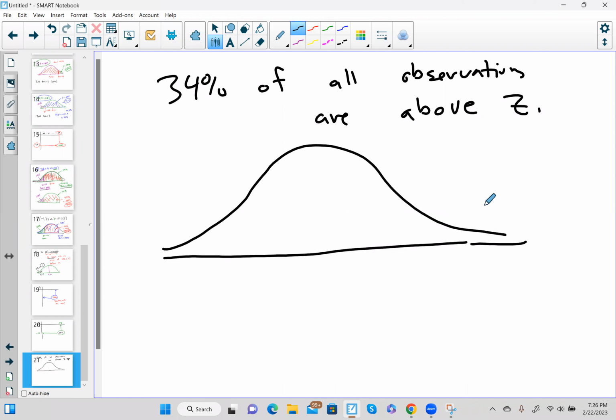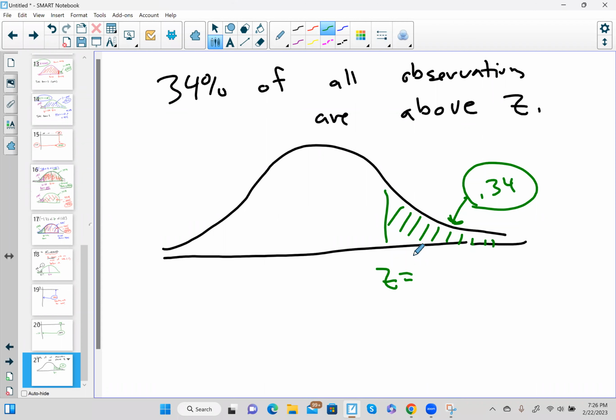Here's our normal distribution. I'm going to mark off a z-score, and I'm going to fill in an area above it. And I know that that area above it is 0.34. Okay. Let me pause for a minute. Any questions about this? Yes, no, maybe.